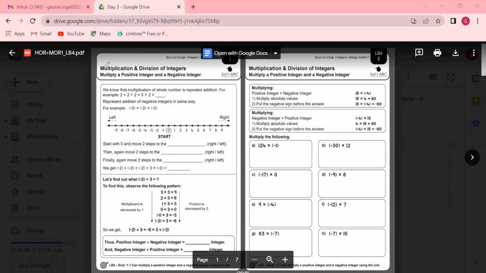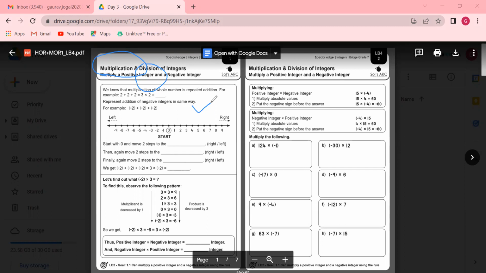What we are going to do next is we are going to understand how to do multiplication and how to do division of integers. Okay, I am not going to go in detail. This part of the worksheet is something you can try to do, but even if you skip, that's okay.